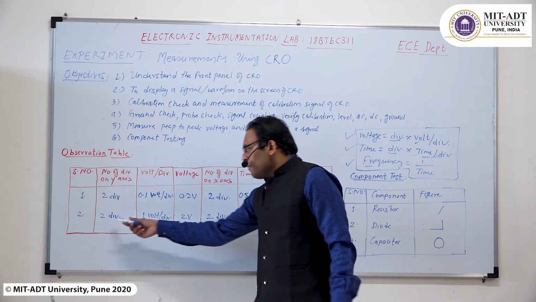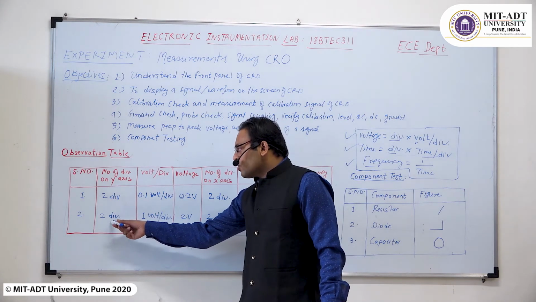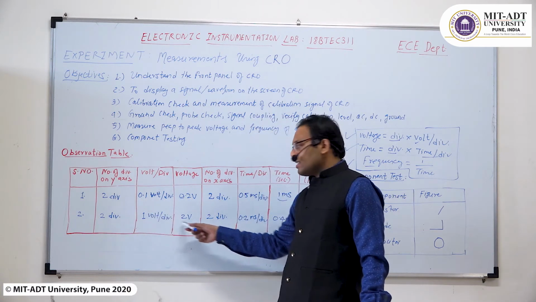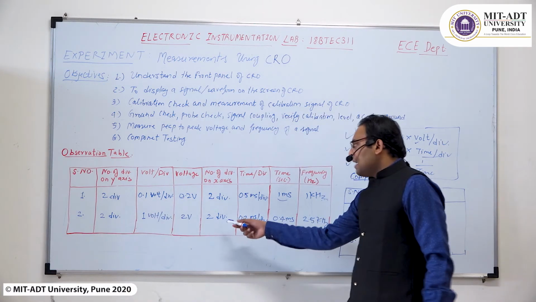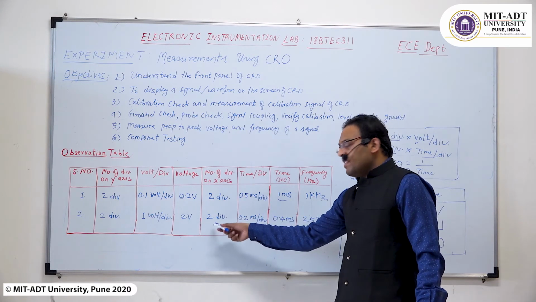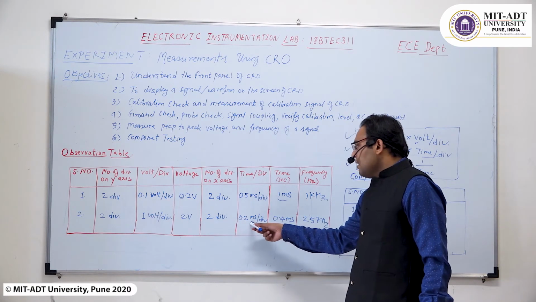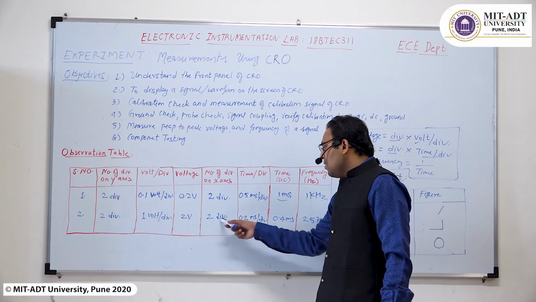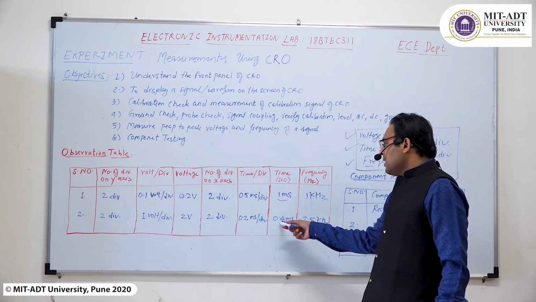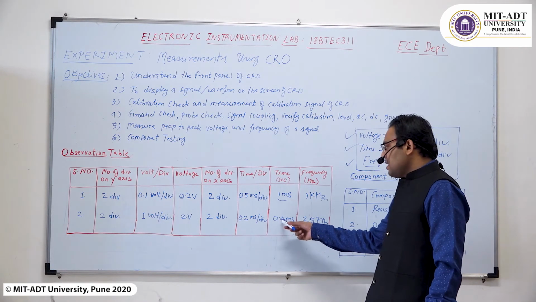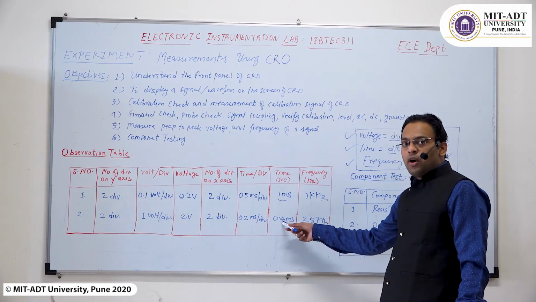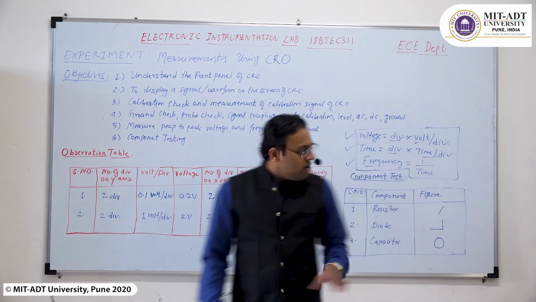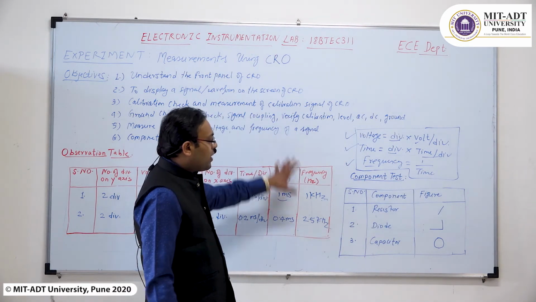For the second reading, the number of divisions on the y-axis was 2 and volt per division was 1. If you multiply both, we get 2 volts. Similarly, for time, the number of divisions on the x-axis was found to be 2 and time per division was 0.2 millisecond per division. If you multiply both values, the division will cancel and time is found to be 0.4 milliseconds. If we take the reciprocal, 1 upon 0.4 millisecond, it gives you a value of 2.5 kilohertz. So these are our voltage and frequency readings.